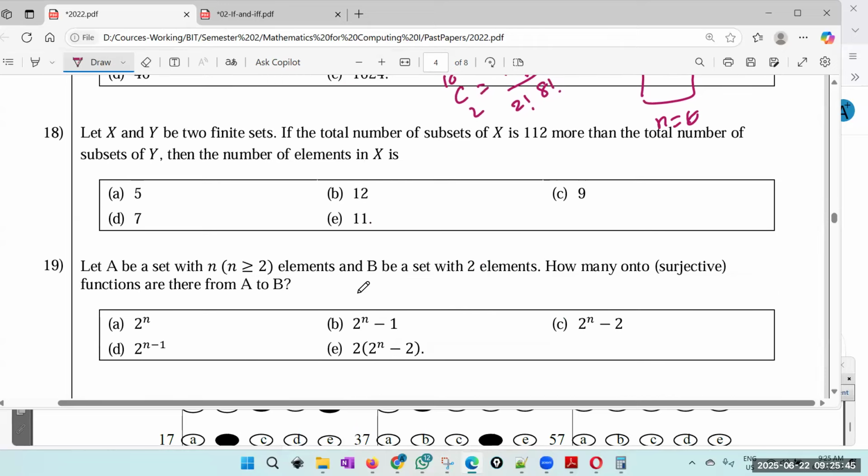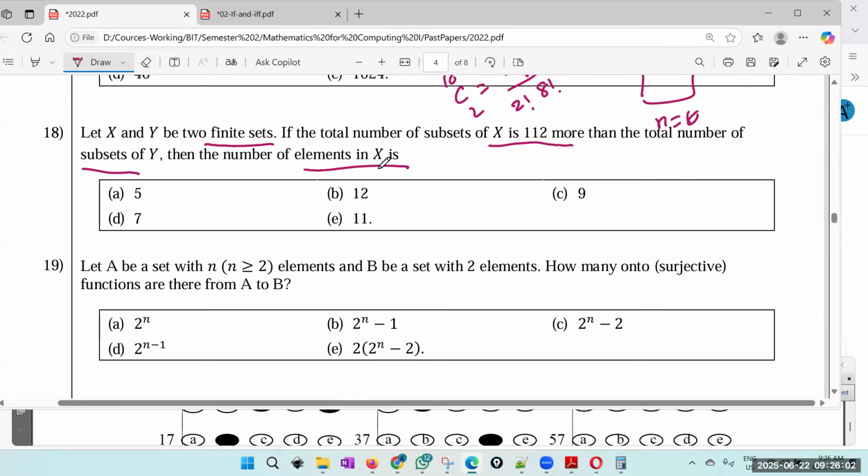Let X and Y be two finite sets. If the total number of subsets of X is 112 more than the total number of subsets of Y, the number of elements in X is.